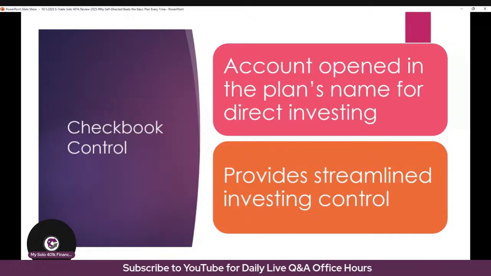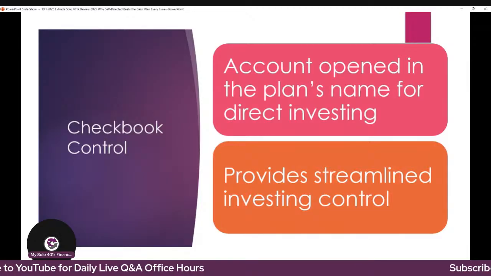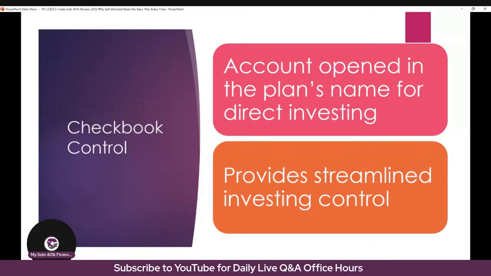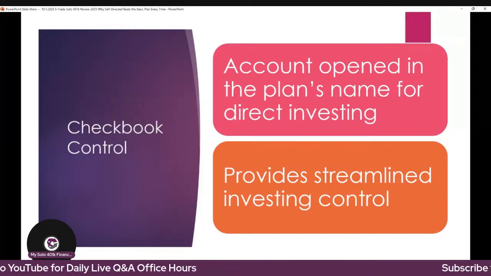Why would they want to have a checkbook? Well, if they're looking to access the funds for investment purposes, a lot of times they'll want to access those funds very quickly to take advantage of an investment opportunity. And if they have that direct checkbook access, now they can act quickly to jump on investment opportunities.